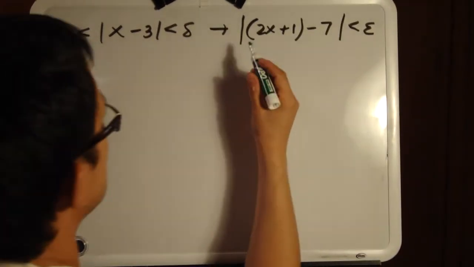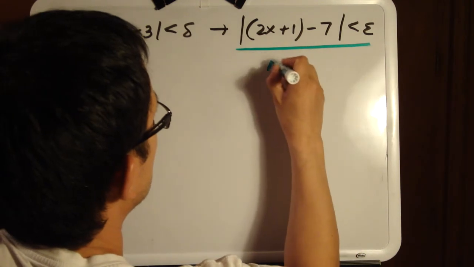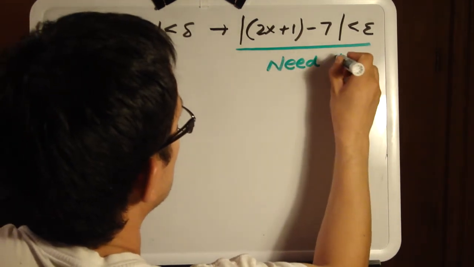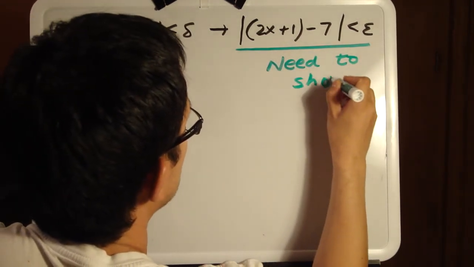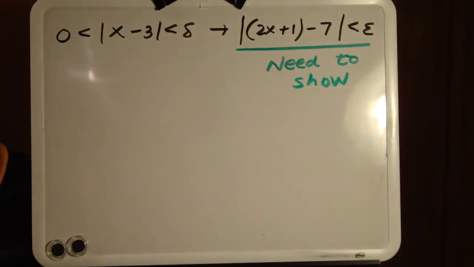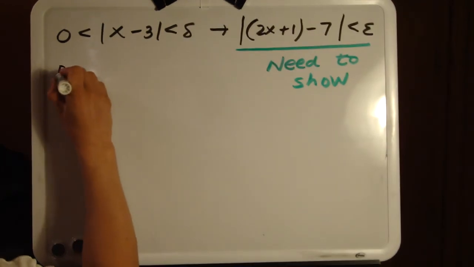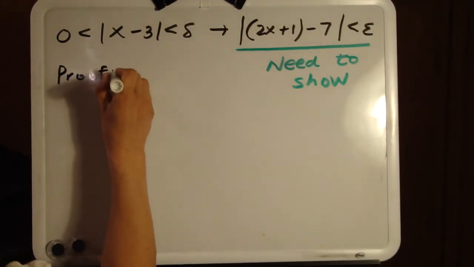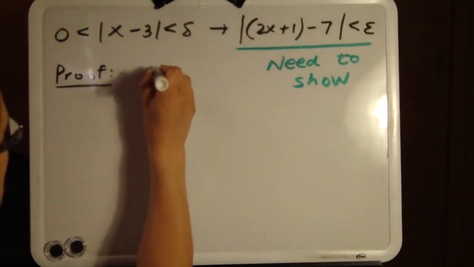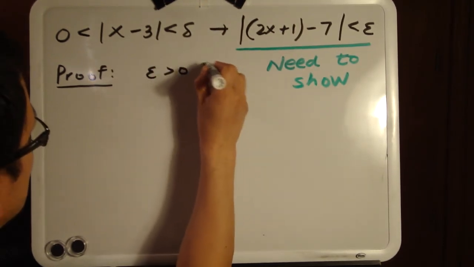So I'm going to remind myself of that right here. So you need to show that. Okay, so let's write down the proof. This is what it's going to look like. Okay, so epsilon is greater than 0. This is given.